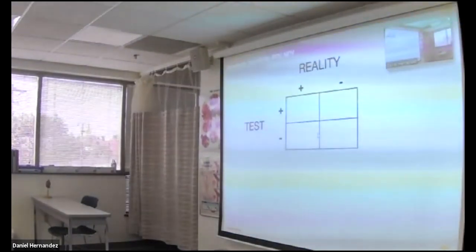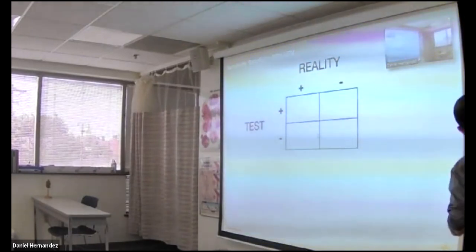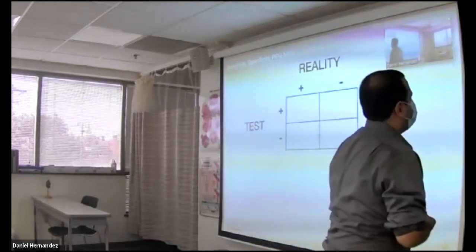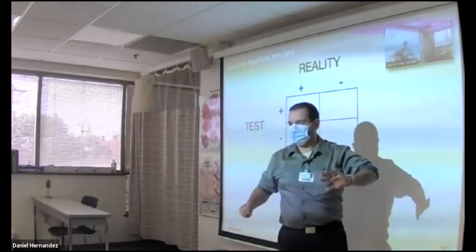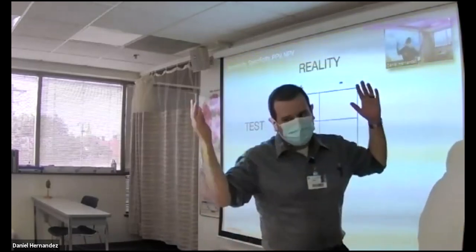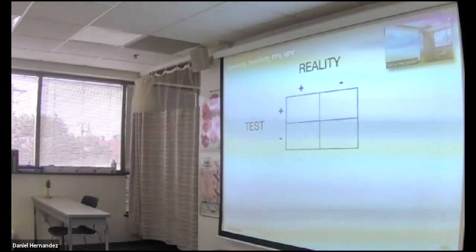He wrote reality. I usually write disease. And then on this side we're going to write test, which means positive and negative. So we're going to test the patient for a particular disease, whatever test we're doing. We'll use COVID for example, a nasal swab test. So our test can either come back positive or negative, so the patient can be either positive for COVID or negative for COVID.